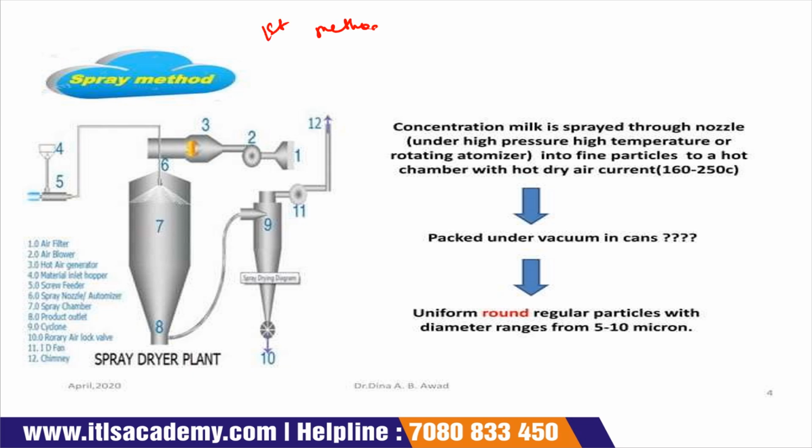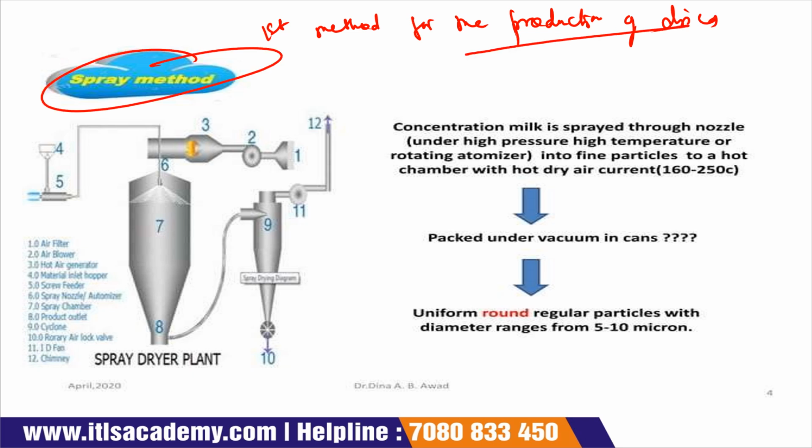The first method for the production of dried milk is the spray method. Here is the diagram of the apparatus of the spray drying method. The first one is the air filter.